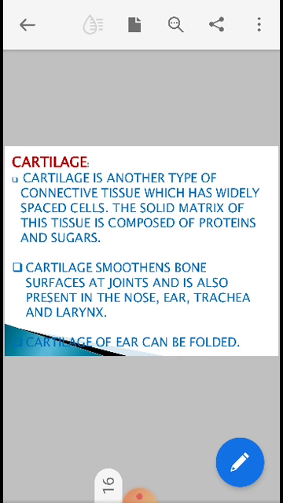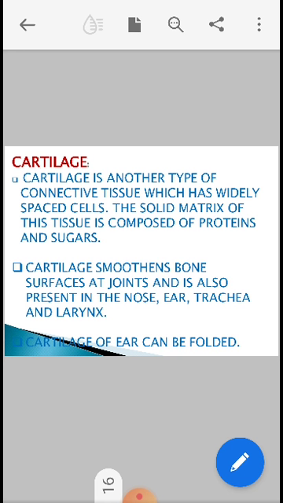Now what is the main function of the cartilage? The cartilage smoothens bone surface at joints and is also present in the nose, ear, trachea and larynx. Now where is the trachea? It's inside the body, in the chest part. Through the nose, when we move down, the part which connects the lungs and the windpipe is called the trachea.